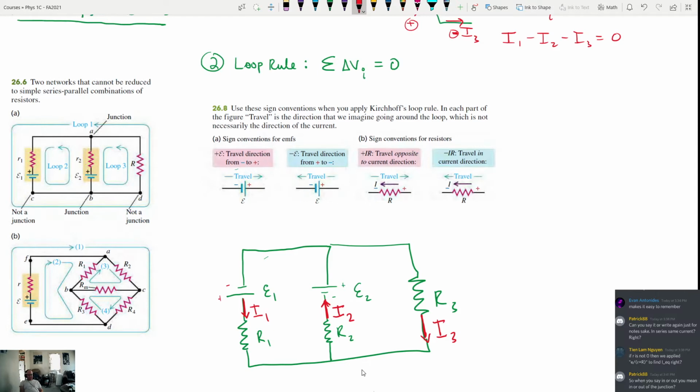I don't know what the size of these batteries are because they're just symbols, right? This could be 10 volts and this could be 20 volts. I don't really know what they are. We're just going through this as a symbolic way to understand how this works.